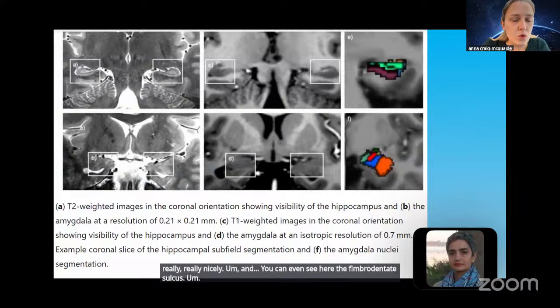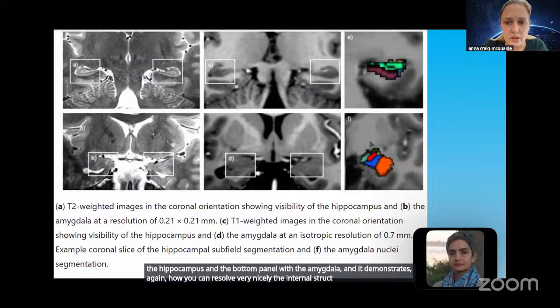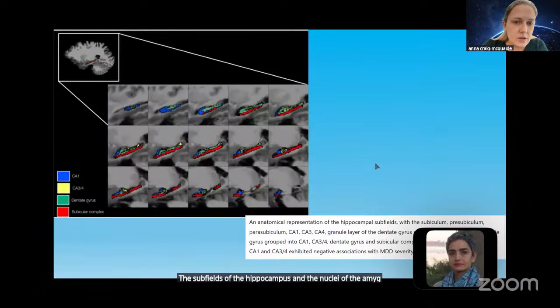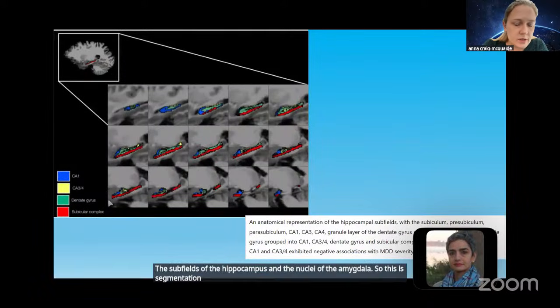These are some more coronal sections of MRI. The top panel deals with the hippocampus and the bottom panel with the amygdala, and it demonstrates again how you can resolve very nicely the internal structures of these, and you can use modern software imaging to segment out the subfields of the hippocampus and the nuclei of the amygdala. So this is segmentation of the subfields of the hippocampus in a sagittal plane.